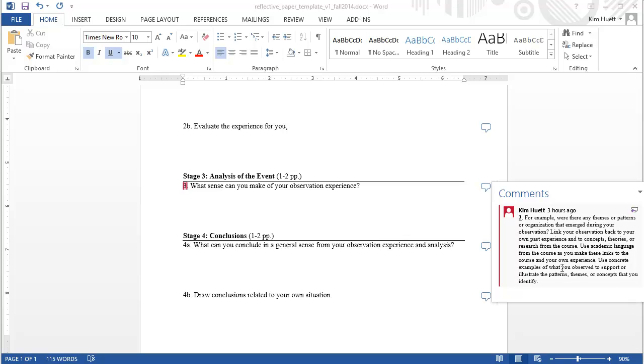Use concrete examples of what you observe to support or illustrate the patterns, themes, or concepts that you identify. So throughout, try to use examples. Try not to just speak generally. Like if you say that you felt like it was a hostile environment, can you give examples of the hostility? Let's say you go to the soup kitchen and you feel like the people working the soup line are being hostile towards the customer. Give examples of what you mean by that, okay?